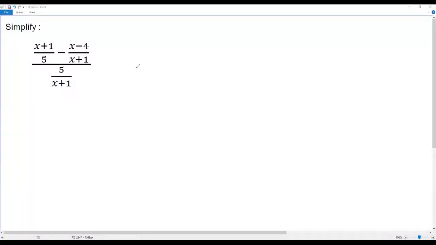Here we have a problem on algebra 2, that is, we have to simplify the given complex fraction. To simplify the given complex fraction, first I am going to simplify the part in the numerator. That is, I am going to subtract the two fractions we have over here.